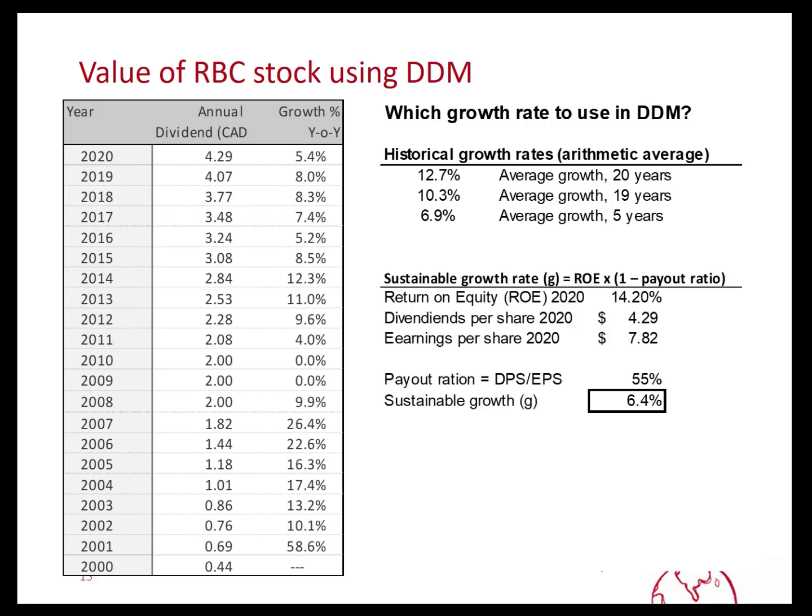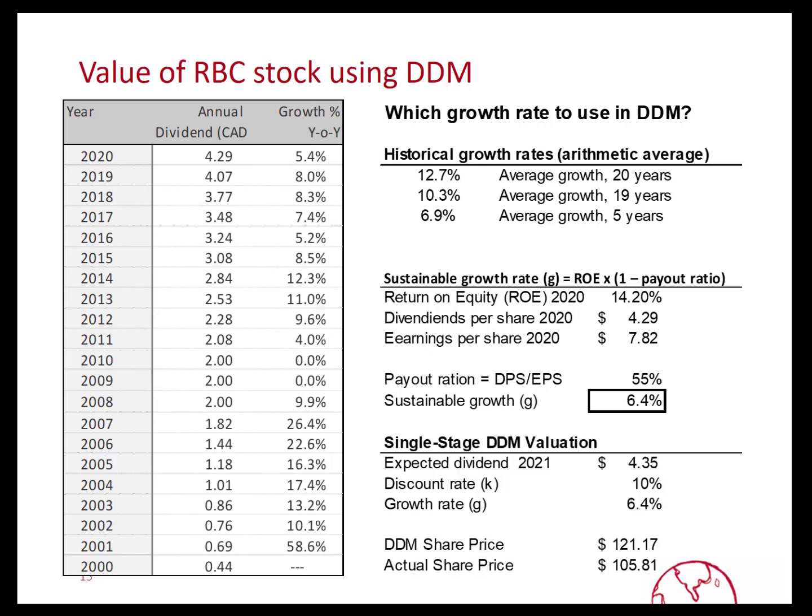If we were to use the sustainable growth rate formula for RBC, we know that its ROE was 14.2%. Dividends per share in 2020 were $4.29 on earnings of $7.82. So the payout ratio was the ratio of those two, dividends over earnings, of 55%, as we saw. Applying that, we see that the sustainable growth rate is 6.4%, which is slightly below the 5-year average.